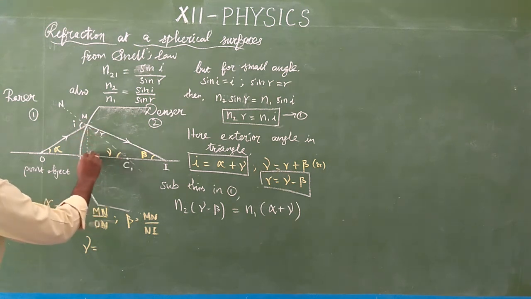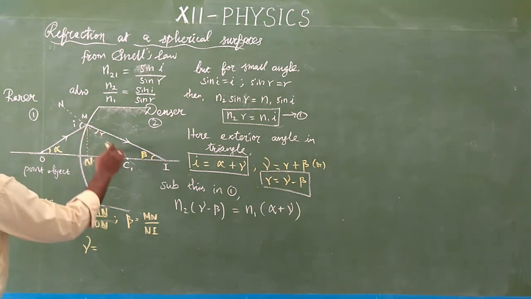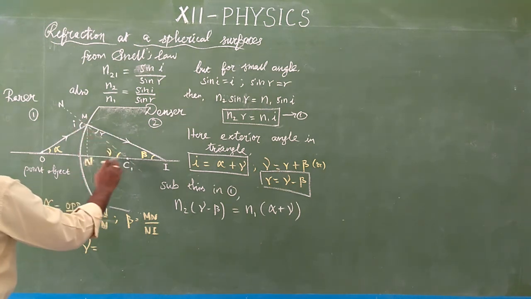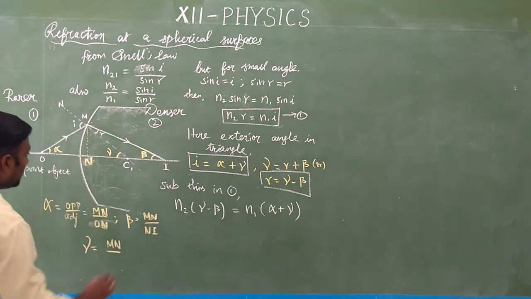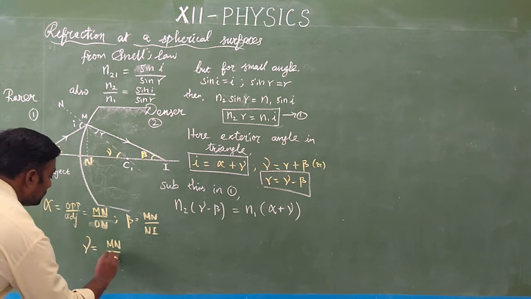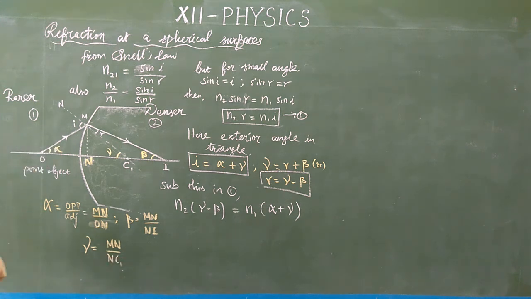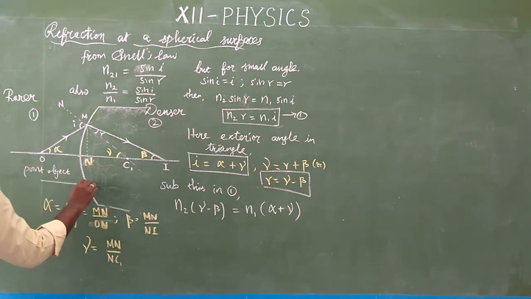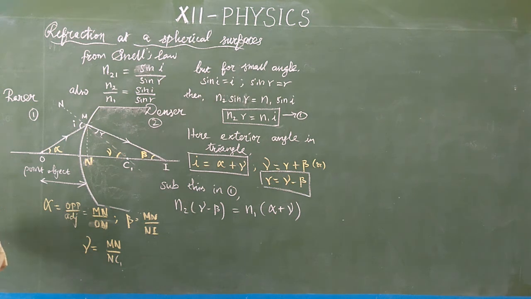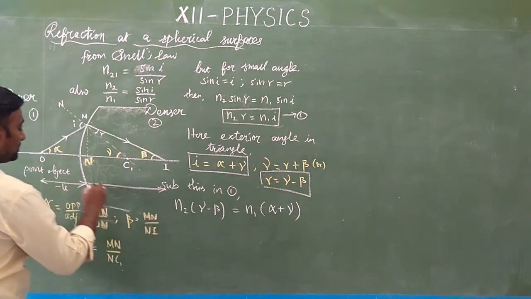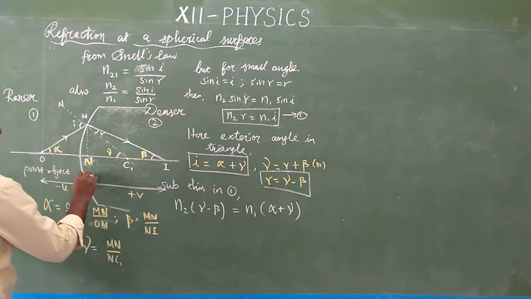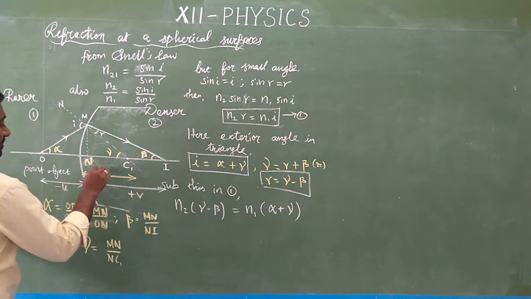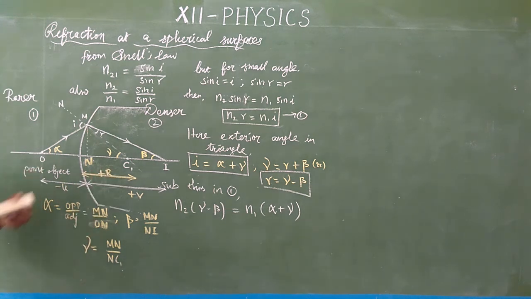And gamma is in this triangle, the gamma triangle. So in the triangle MNC, gamma is equal to MN by NC. And already we know the position of the object from the surface is the object distance. According to sign convention, it is minus u. And the position of the image from the surface is plus v. And from the surface to the center is the radius of curvature, plus R. Later we are going to use these.